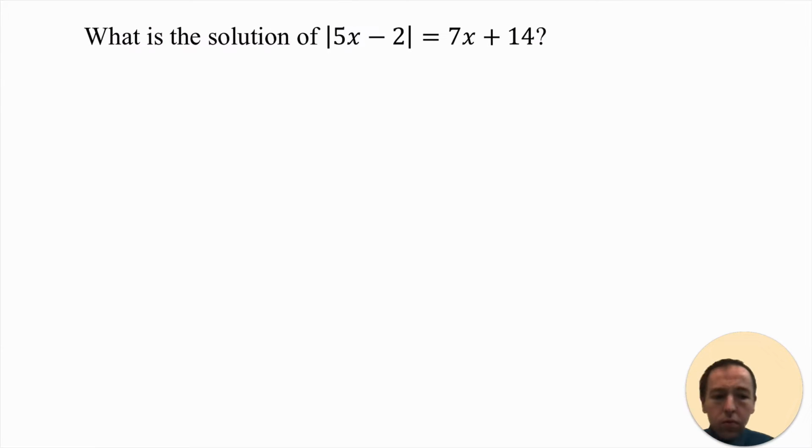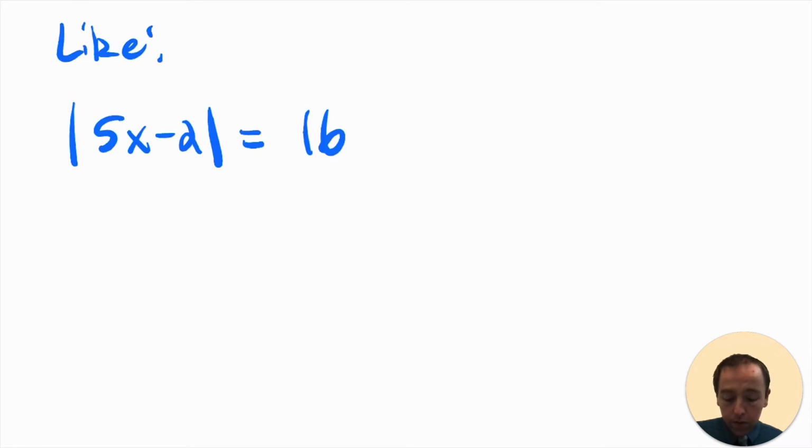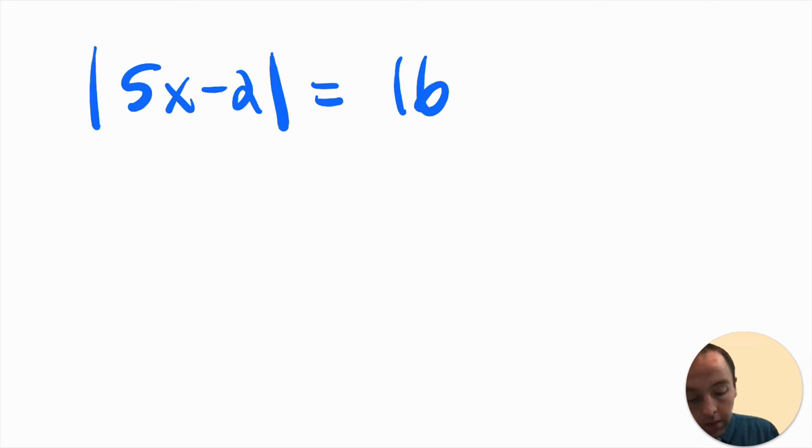So really, it's no different than the equations we were just working with, where this was just a number instead of having a variable involved. So I'm just going to come up with an example. How we're going to solve this is going to be just like if you had, let's say, the absolute value of 5x minus 2, and then I'm just going to pick a random number, let's say 16. How about? So if we were to solve this particular problem, we're trying to figure out, okay, if I'm in absolute value, I want it to equal 16, right?